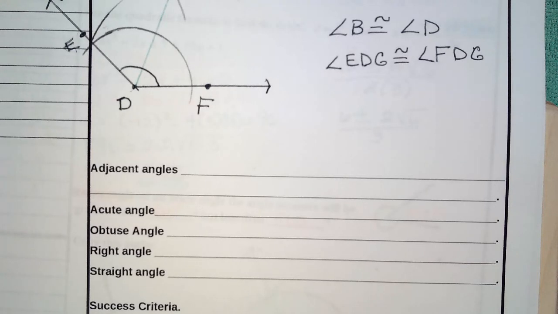Okay, adjacent angles. Think about what the word adjacent means. The word adjacent means next to. So adjacent angles are two angles in the same plane with a common vertex and a common side, but no common interior points.